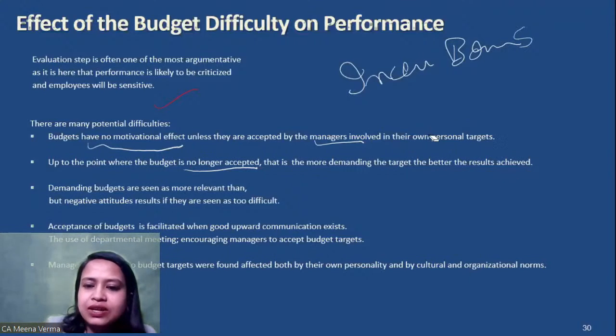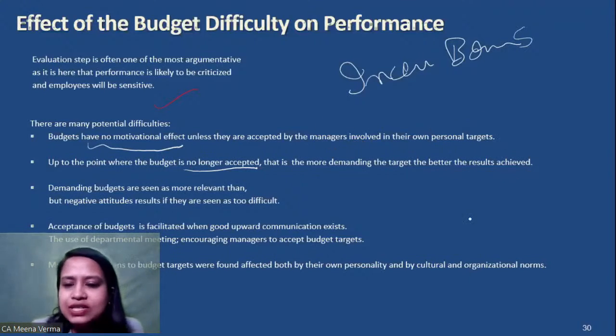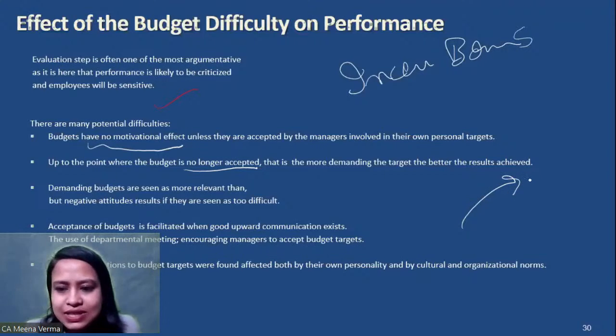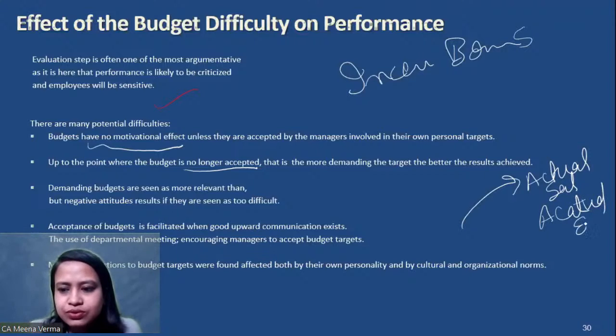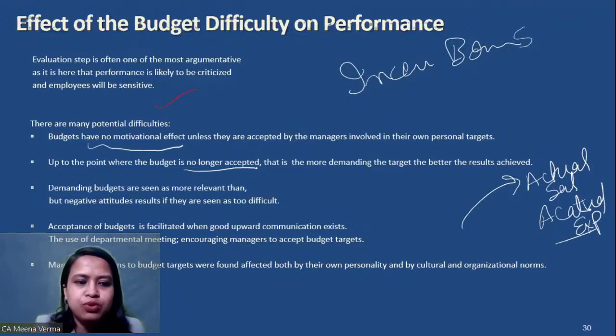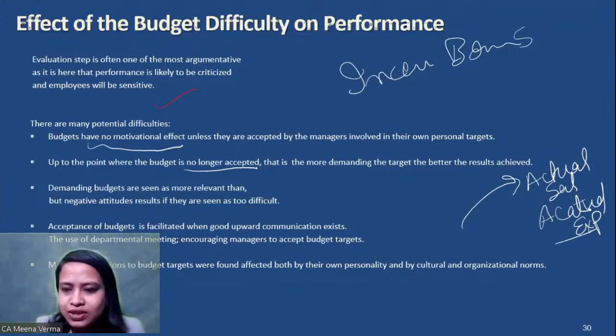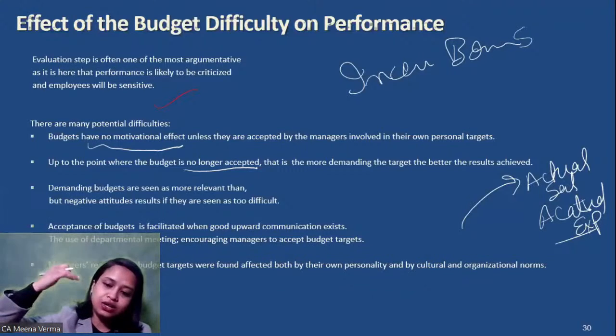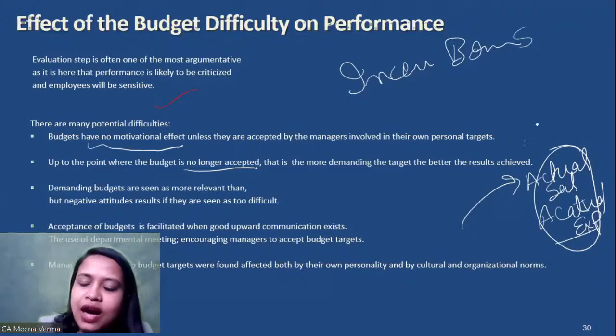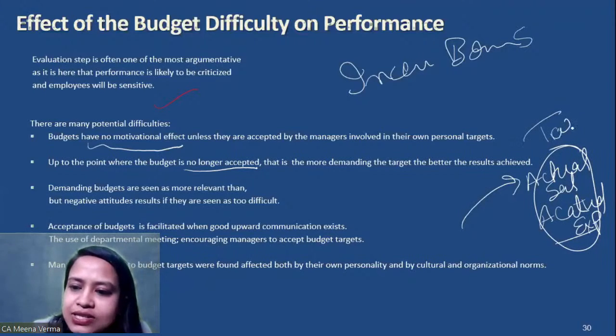Obviously our organization wants to have the highest actual sale. We want to have the lowest actual expenditure. Okay, so up to the point where the budget is no longer accepted, the highest sale, the actual lowest expenditure. Okay, the highest target, this can be the highest target.